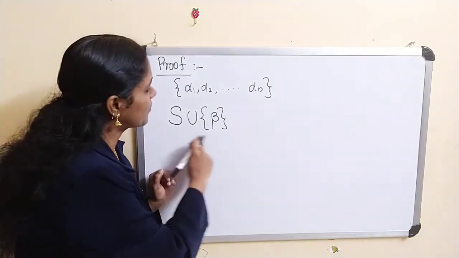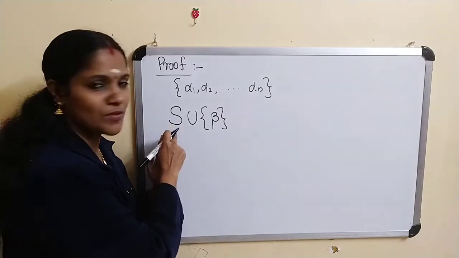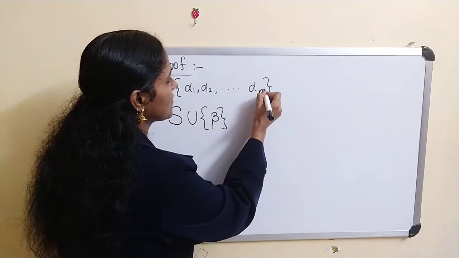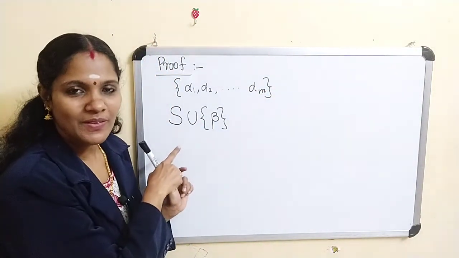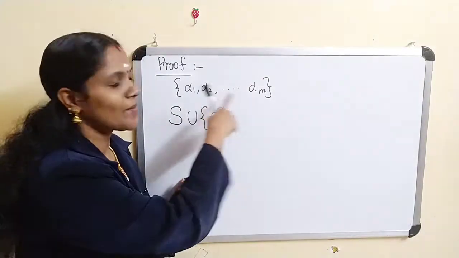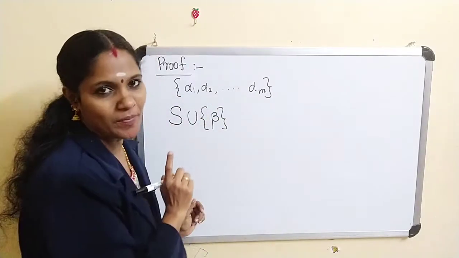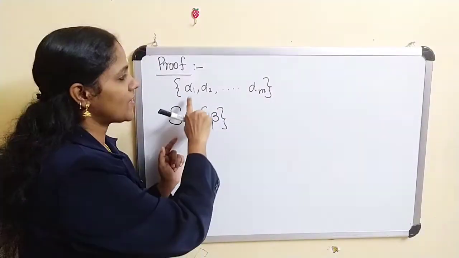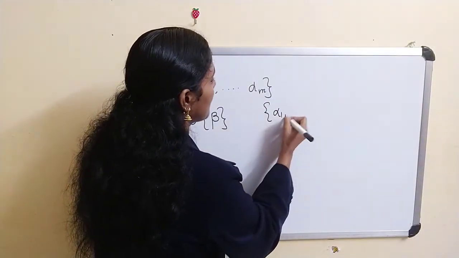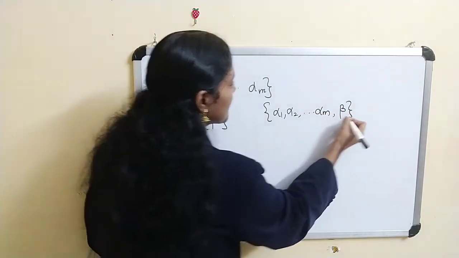To prove this, we consider a subset of S. Let alpha 1, alpha 2, etc., alpha m be a subset of S. As S is linearly independent, any subset of S is linearly independent. Therefore this set is linearly independent. Now we are adjoining beta to this set. So what do we get? Alpha 1, alpha 2, etc., alpha m, comma beta. This is our set.